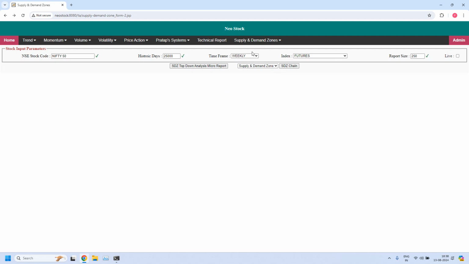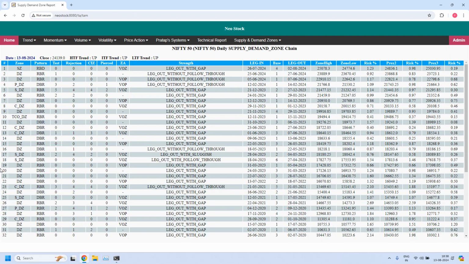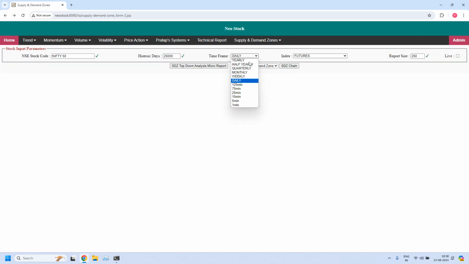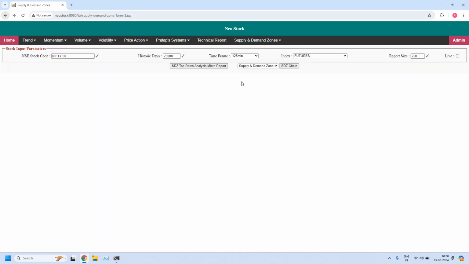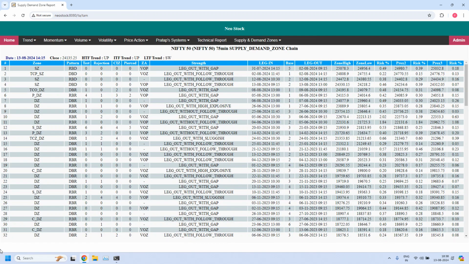And the next time frame is daily. Now I am generating daily supply demand zone chain for NIFTY. And the next time frame is 125 minutes. Now I am generating 125 minutes supply demand zone chain for NIFTY. Next time frame is 75 minutes. I am generating 75 minutes supply demand zone chain for NIFTY.